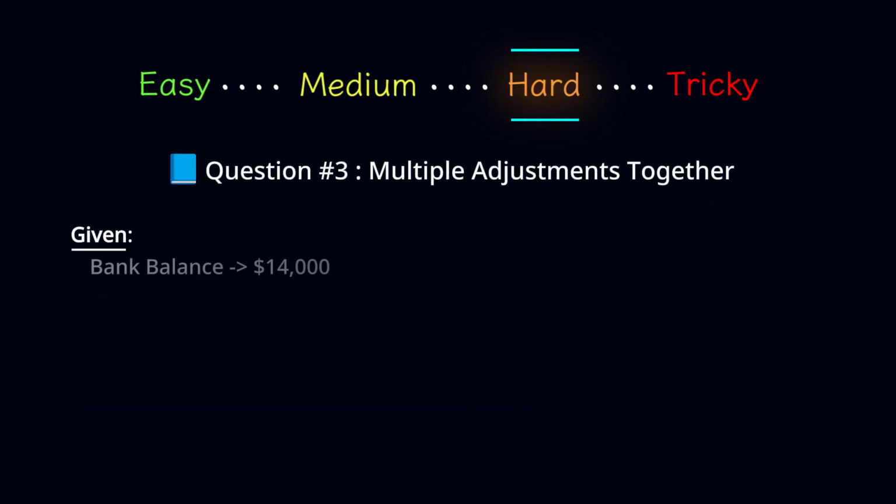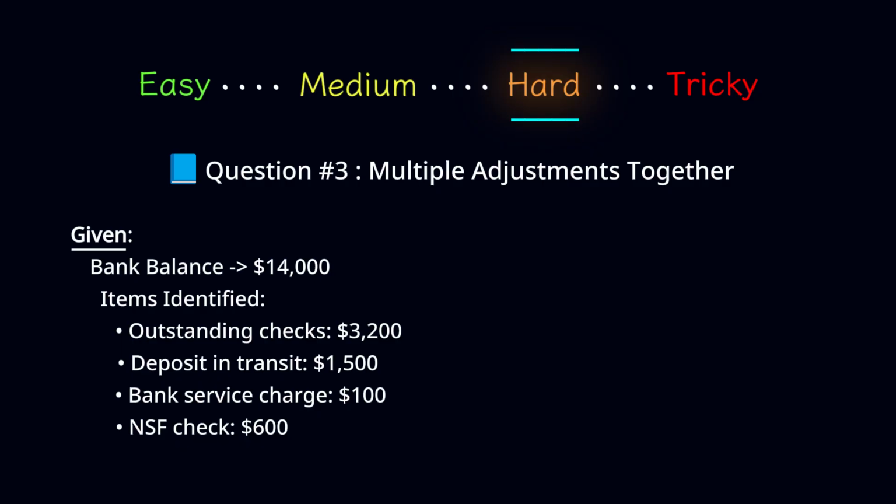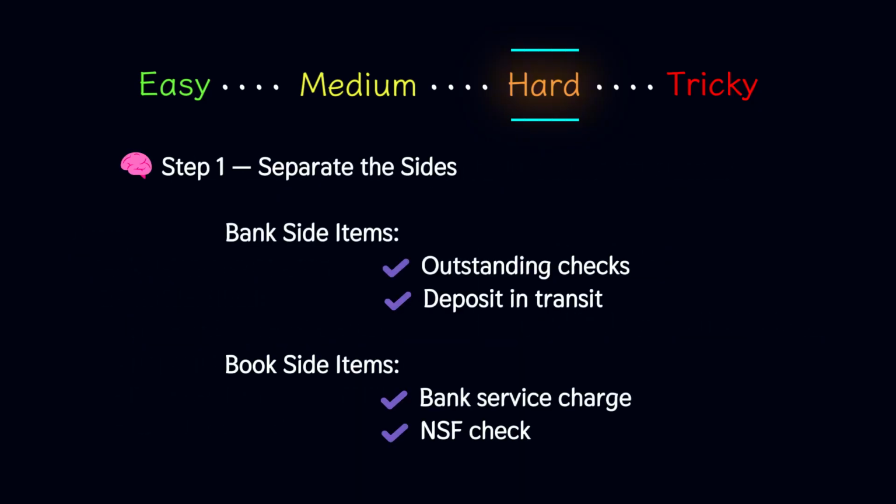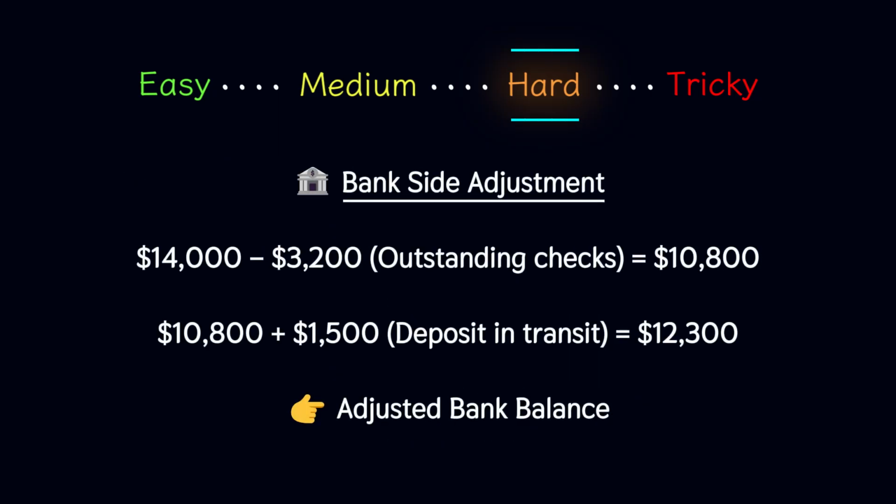Now let's combine everything. The bank balance is $14,000. Outstanding checks total $3,200. There is a deposit in transit of $1,500. There is also a bank service charge of $100 and an NSF check of $600. First, we adjust the bank side. Outstanding checks reduce the bank balance. 14,000 minus 3,200 equals 10,800. Now add the deposit in transit. 10,800 plus 1,500 equals 12,300. That's the adjusted bank balance.